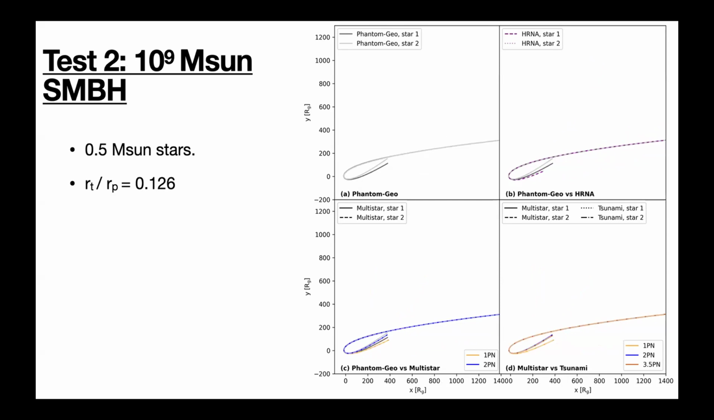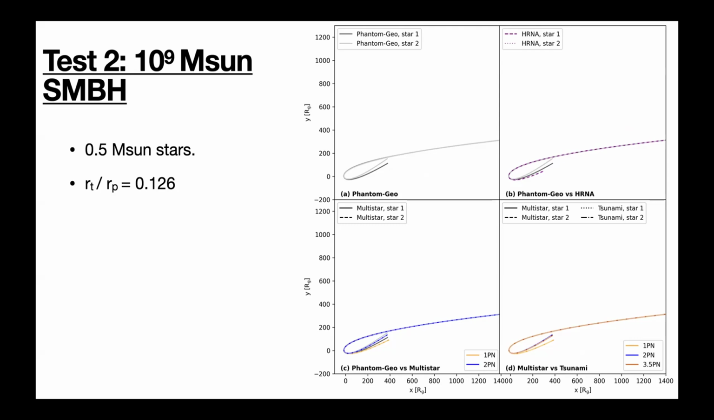So the second test we ran was for a much higher black hole mass of about 10 to the 9 solar masses. Actually, we used 1 solar mass, not 0.5. This is wrong. And we have a ratio of the tidal radius to the pericenter distance of 0.1, which means that pericenter would be quite far from the tidal radius.